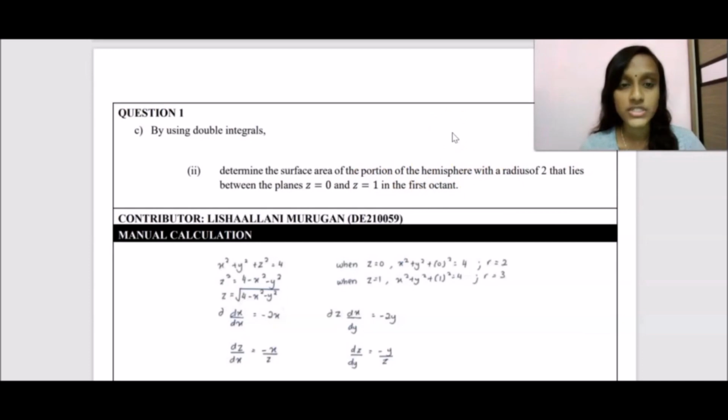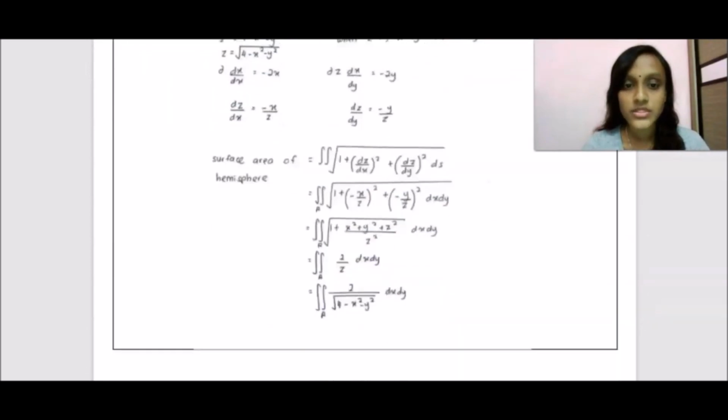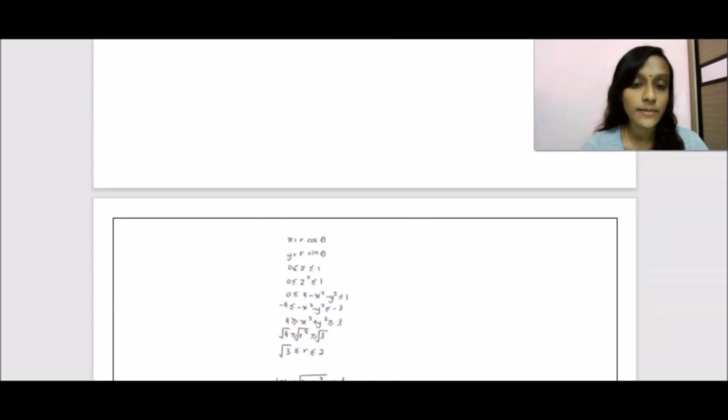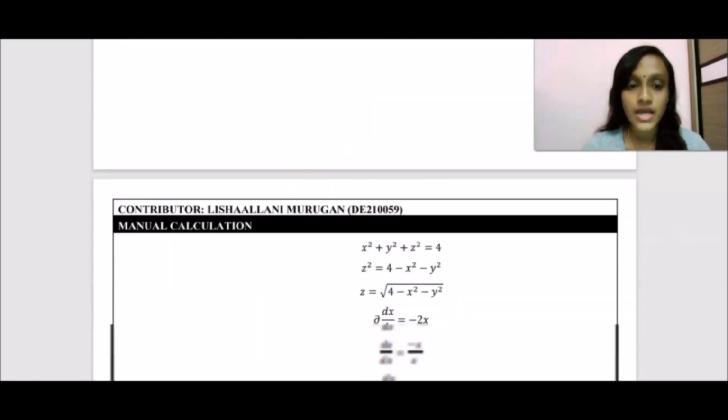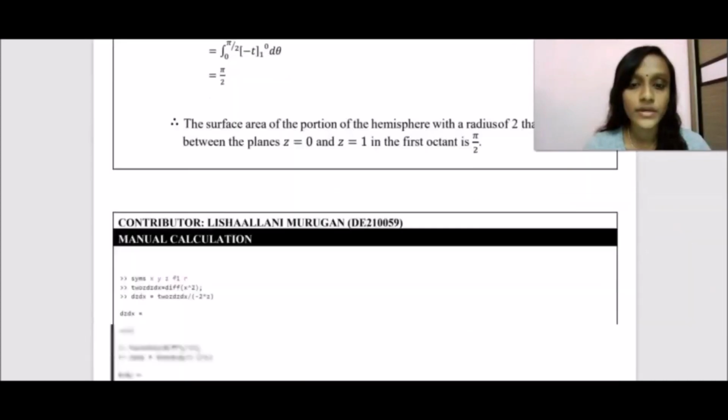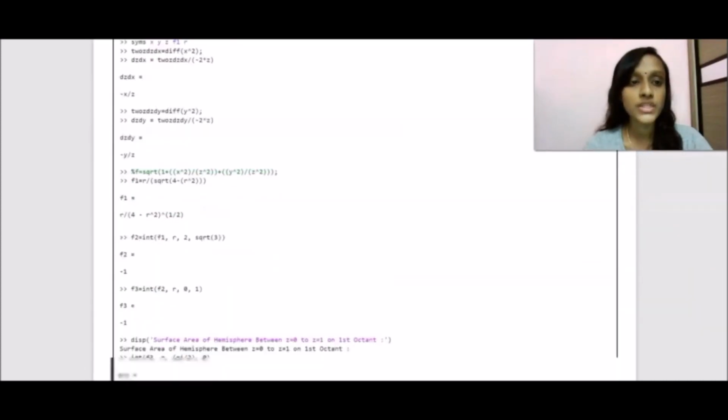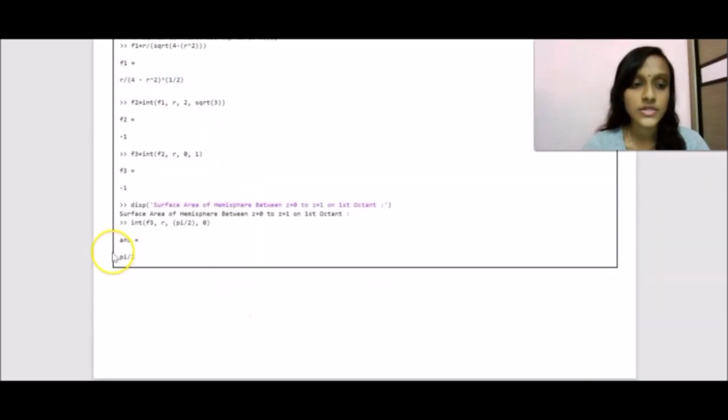And finally for C2, we have to determine the surface area of the portion of the hemisphere with a radius of 2 that lies between z equals 0 and z equals 1 in the first octant. So from doing the double integral, I get the surface area equals pi over 2, and the same answer I get from the MATLAB simulation. By using the codings, I get the same answer, which is pi over 2. So that's all from me.